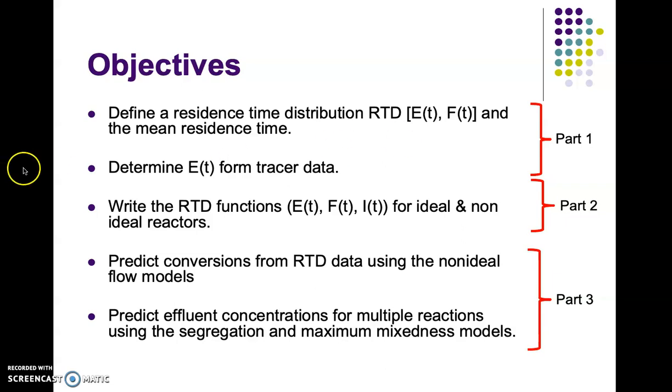The second objective is to determine E(t) from tracer data. You will be given tracer data, and later you need to determine this E(t). Then write the RTD function for ideal and non-ideal reactors, and predict the conversions from RTD data using the non-ideal flow models. After you predict the conversion, you can also predict the effluent concentration for multiple reactions using segregation or maximum mixedness models. These are the models we'll use to predict the exit concentration and conversion.